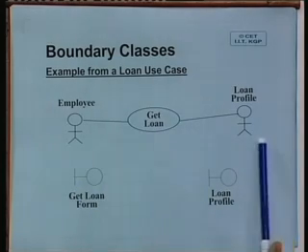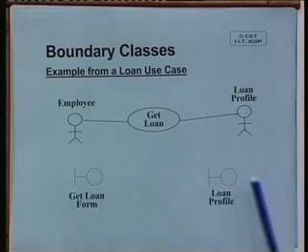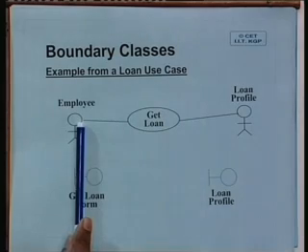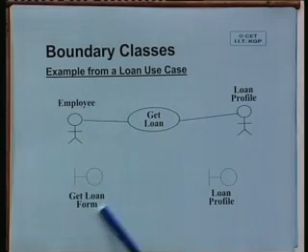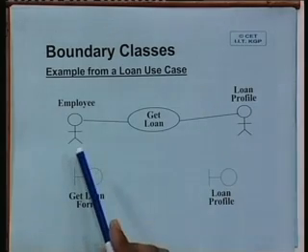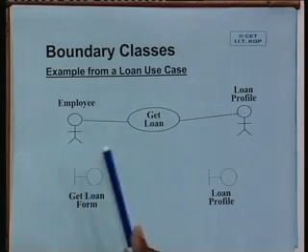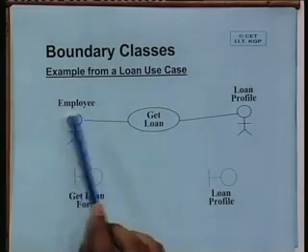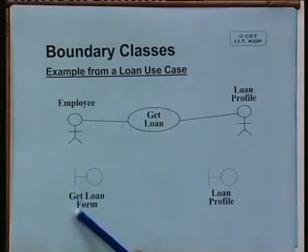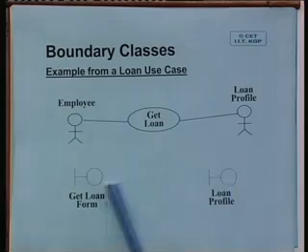Similarly, on the loan profile side, you also may think of a boundary class apart from the entity. See, the entity is an employee. It does not mean that just because you have a get loan form and you have taken employee details, the entity vanishes, entity remains, alright. So, we have the basic entity or the actor, that is the employee, and we have the get loan form and the loan profile. These are our boundary classes. Is the concept of boundary class clear?